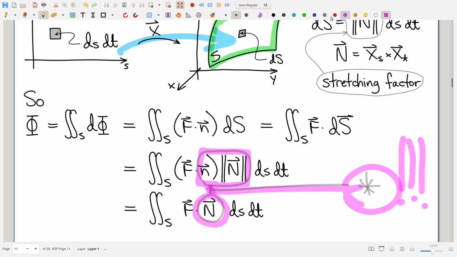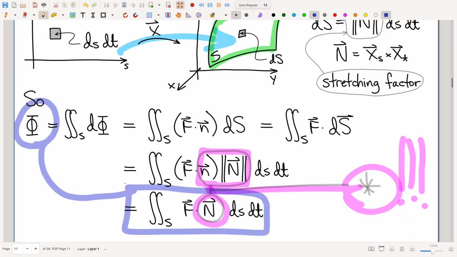So notice what we have then is an answer for if you're going to compute flux. We have a plug and chug formula. Take your parameterization, compute your capital N vector. F is computed at x, y, z, which can be written in terms of s and t. Also, everything in this expression is in terms of s and t. This is an integral in the st plane, plain old double integral plug and chug. And let's see how that works out.